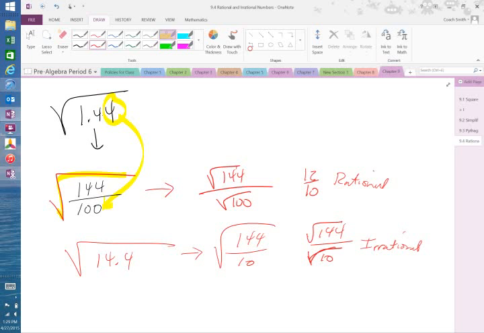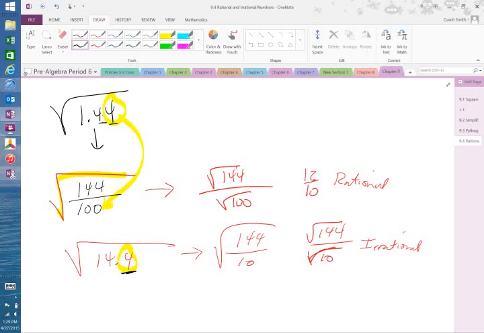Because that's the tenths place value. No. There's only one place behind the decimal. There are 2 places behind the decimal there. Because it's still 144.